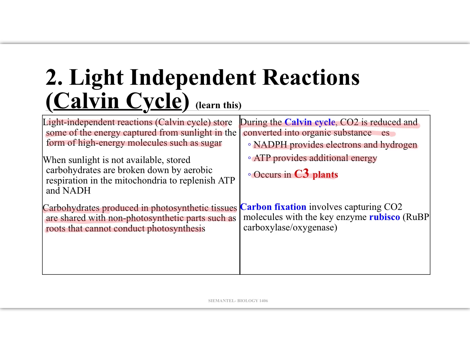So that process of carbon dioxide getting pulled into the carbon cycle and starting to become usable for building glucose is known as carbon fixation. It involves gathering carbon dioxide molecules, and it requires the presence of a specific enzyme to do so. That enzyme is called rubisco. Okay? All right. So that's your Calvin cycle in a nutshell.